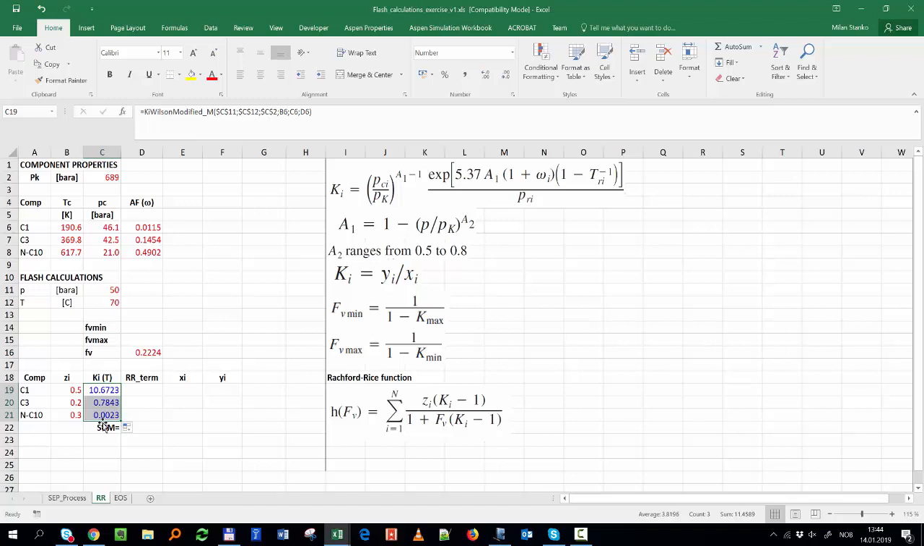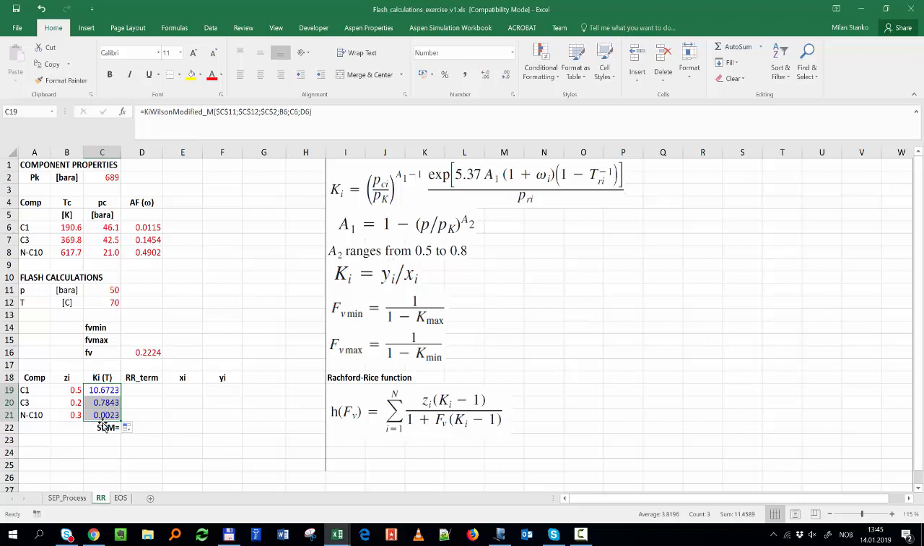What does it mean that K is high for methane and is low for decane? Does it have any meaning? Remember that it is the ratio between mole fraction in gas divided by mole fraction in liquid. That tells you something, that methane likes to be more in the gas than in liquid. So that's why it's bigger. And decane likes to be more in the liquid than in the gas. But that, at least, is like a rough quality control. Okay.